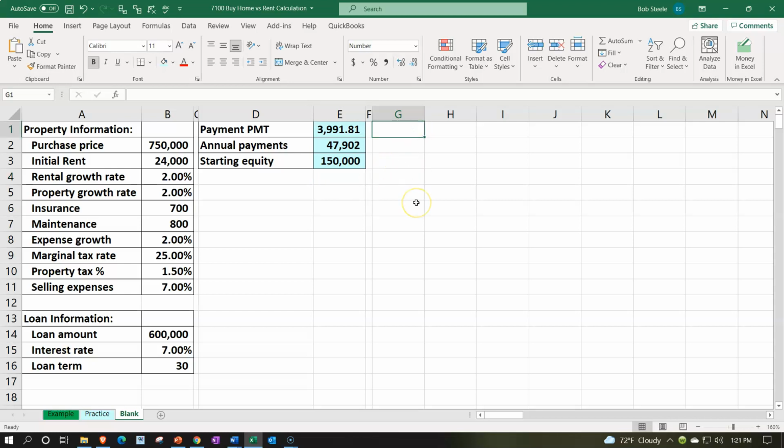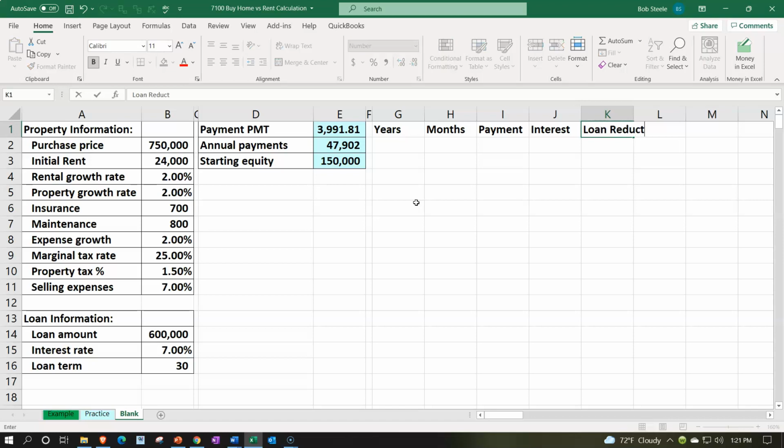Let's go ahead and build our amortization table. So I'm going to say years, months, payment, interest, and I'm going to do this fairly quickly because we've seen this in the past. I'll construct this fairly quickly. Loan reduction and loan balance. Something like that. I'm going to select these rows. We're going to then format them.